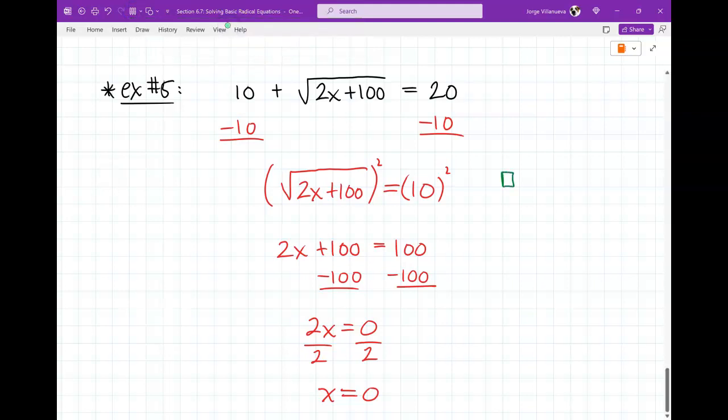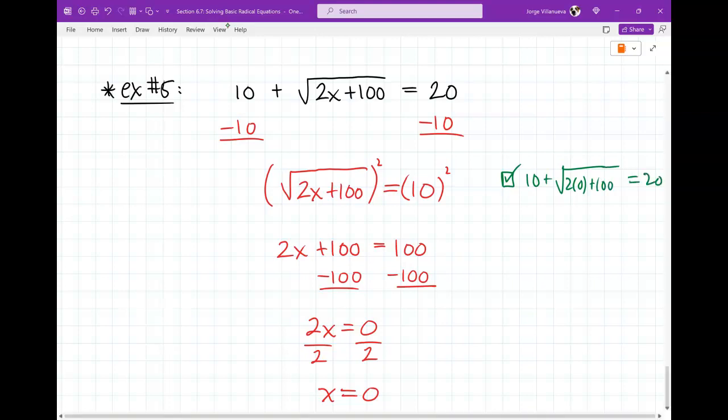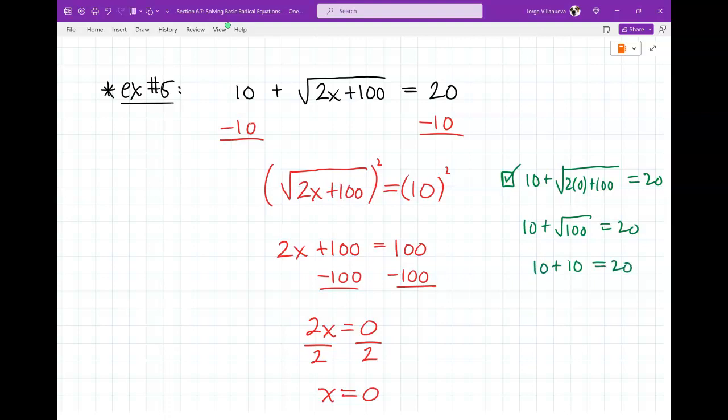So here we go. 10 plus the square root of 2 times 0 plus 100 is equal to 20. Well, 2 times 0 is 0, and 0 plus 100 is 100. So it's 10 plus the square root of 100 is equal to 20. The square root of 100 is 10, and 10 plus 10 is 20. So there you go. It works.